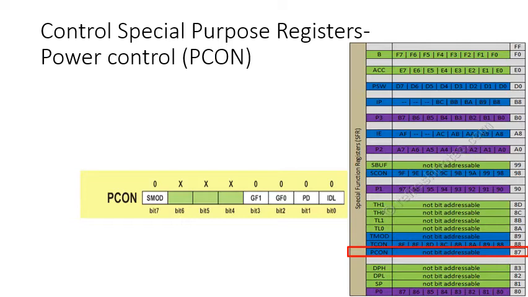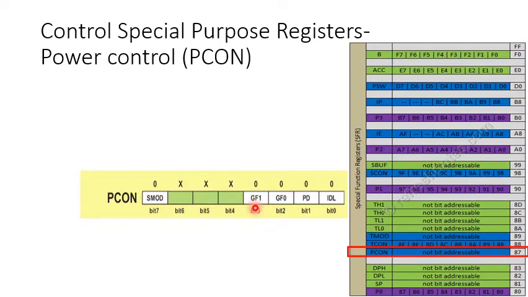Here is what the PCON register contains: the SMOD. What it does is double the baud rate in serial communication when this bit is set. We will be discussing serial communication in detail in our course. You just keep in mind that this SMOD, serial mode, is going to double the baud rate when it is set to 1 in serial communication.